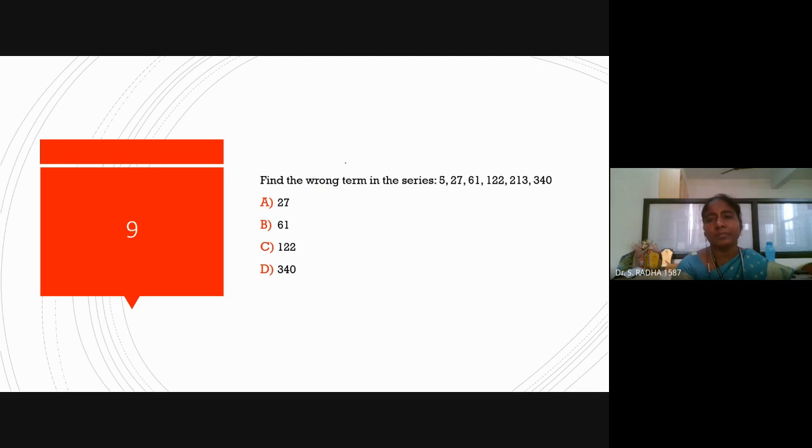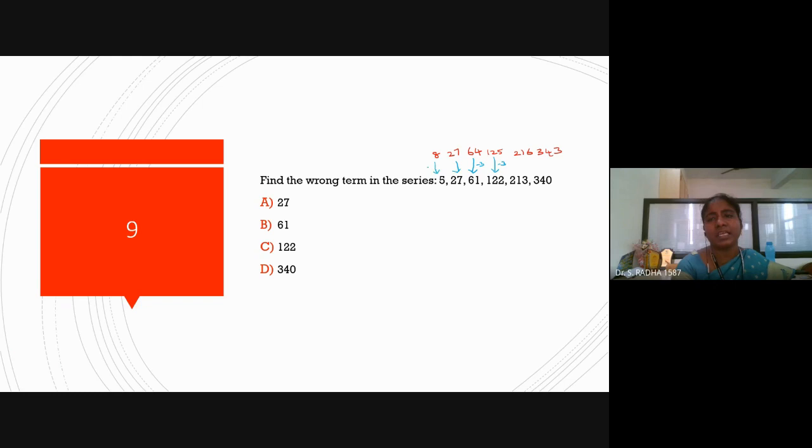If you remember, whenever you see 61, there is something called 64 and 27. These are cubes. Nearby, 216 is 6 cube, 343 is 7 cube, 125 is 5 cube, this is 3 cube, 2 cube means 8. These numbers are very close to the given numbers. 27 is exactly present. But here 64 minus 3 is 61, and 125 minus 3 is 122.